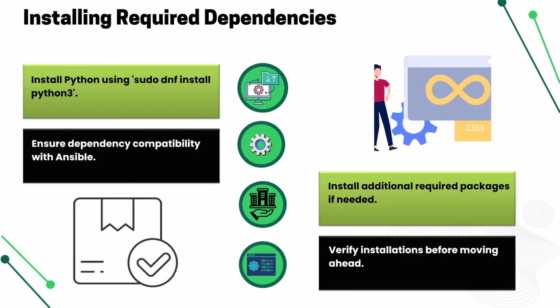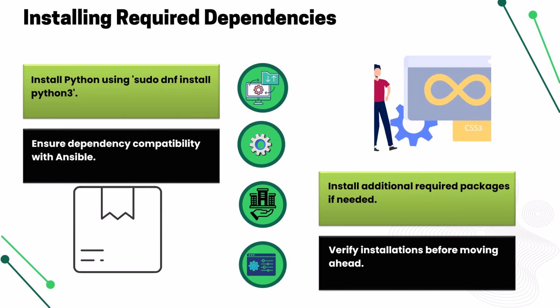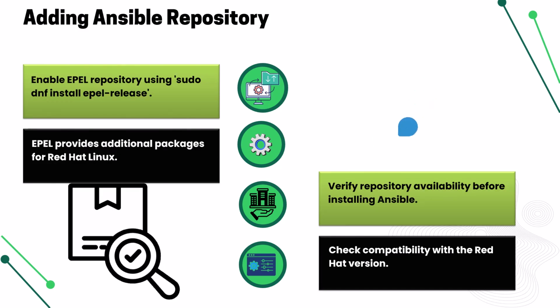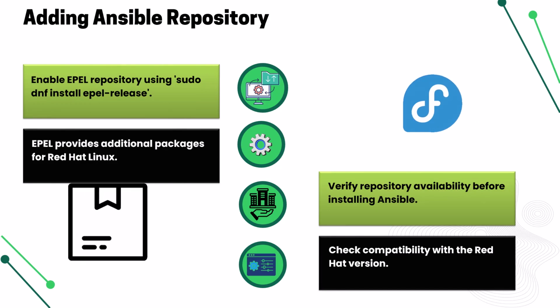Dependencies are the foundation of a smooth installation. No Python, no Ansible, so we get Python installed first, along with any necessary extras. It's like making sure our recipe has all the ingredients before cooking. No last-minute grocery runs. To install Ansible, we need the right repository. Think of it like unlocking an exclusive store for special items. EPEL is our magic key, and with a single command, we get access to useful packages. Let's enable it and move forward.